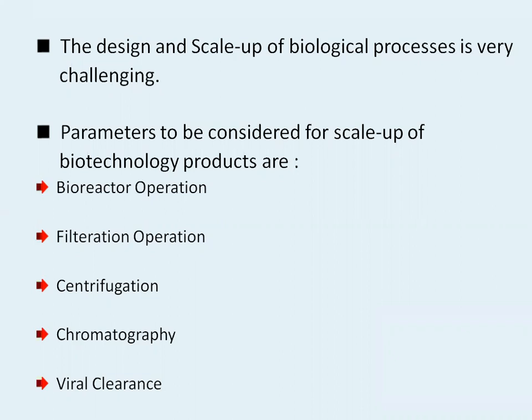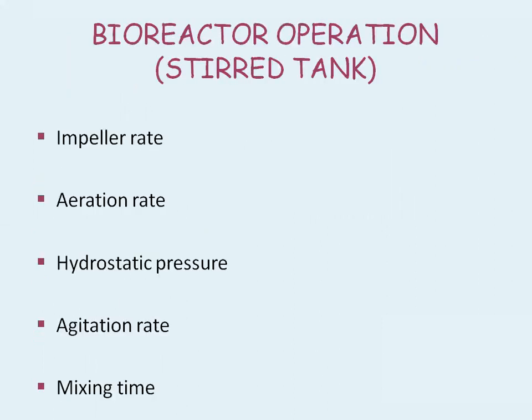The design and the scale up of the biological process is very challenging. So which parameters will we study? The bioreactors, the reactors where we derive products biotechnologically. After the reaction, we have to filter the products, so the filtration operation. Then centrifugation, for the separation of that material. Then chromatography, for the identification. And then viral clearance. Then the bioreactor operation, that is the stirred tank.